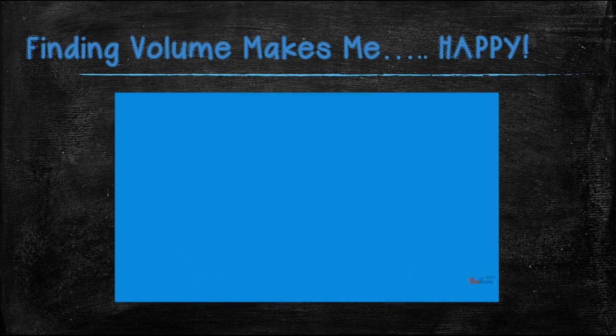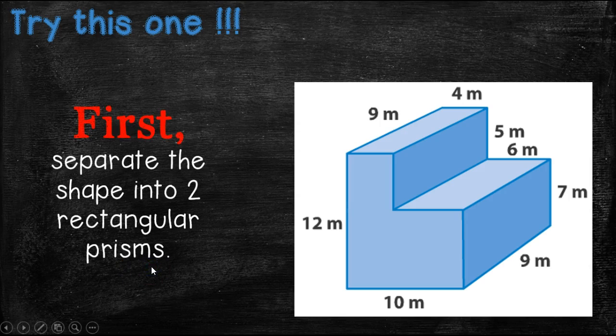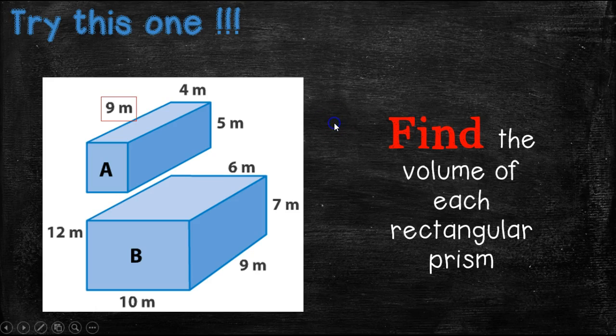Hey. So, looks pretty easy, right? So let's go ahead and try this one. The first thing we need to do, like the video said, is separate this shape into 2 rectangular prisms. So I'm going to go ahead and draw a line right here. And now I have prism A and prism B. I need to find the volume of A and then the volume of B. To find the volume of A, I'm going to multiply the 9 times the 4 times the 5. And 9 times 4 times 5 is 180 meters cubed.